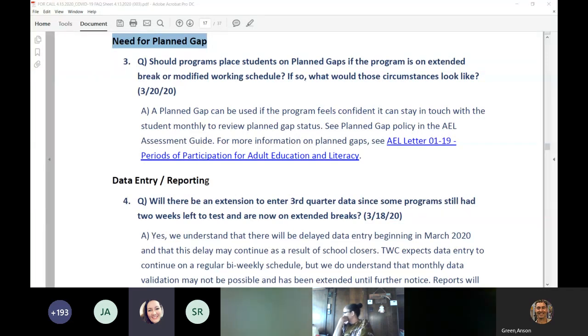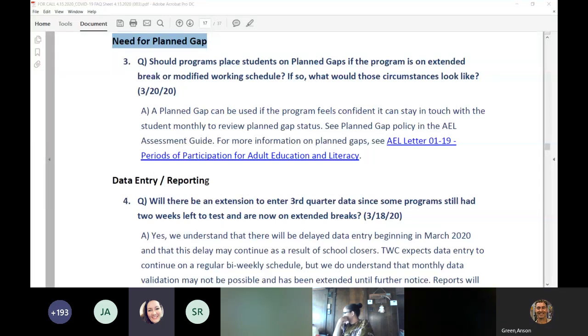Because you have to do that every single month in Teams in order to continuously extend that plan gap period. And again, it's going to be for people that are going to be gone and not getting any contact time for more than 90 days up to 180 days. So that's sort of the way the plan gap works.